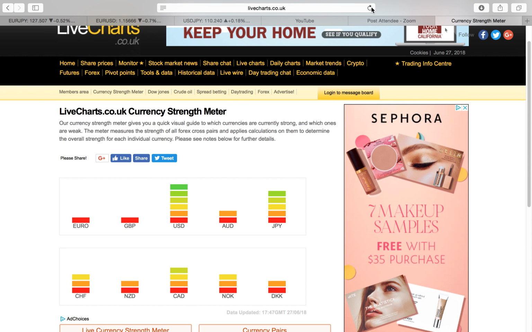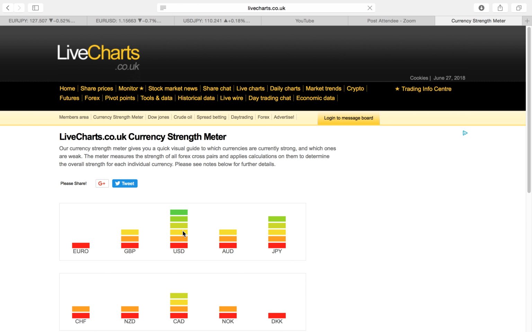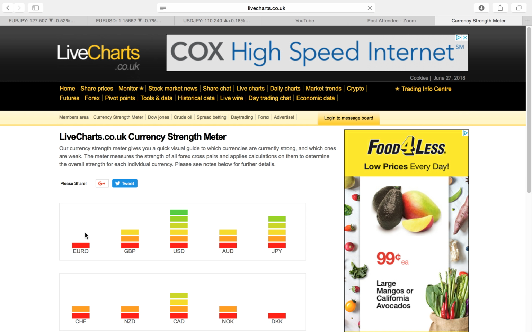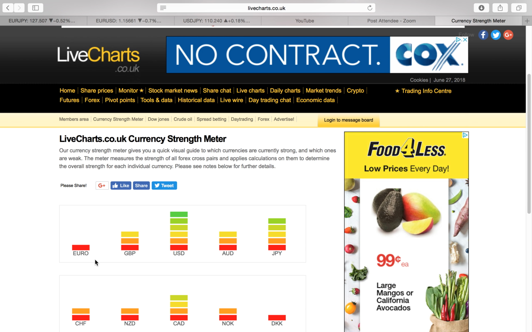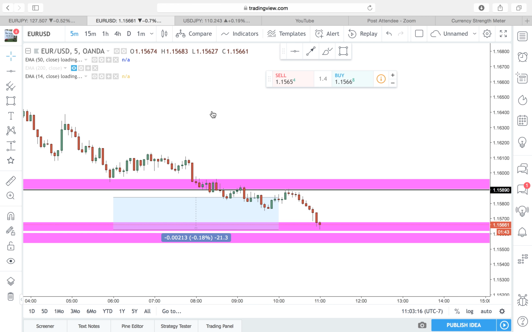You bring in the currency meter, baby. The currency meter was favoring US dollar heavy. And the euro was progressively getting weaker and weaker and weaker. So what did we do? We kept our sell bias. This is what we did.